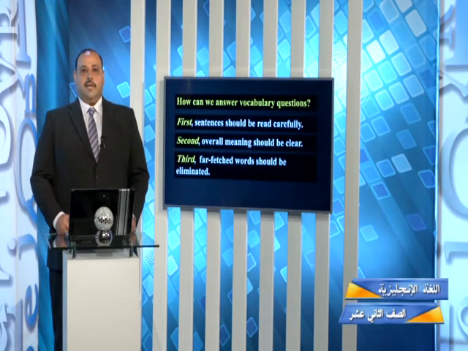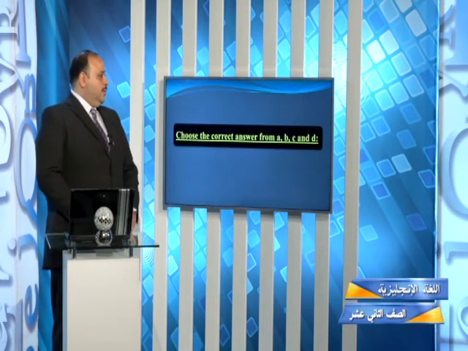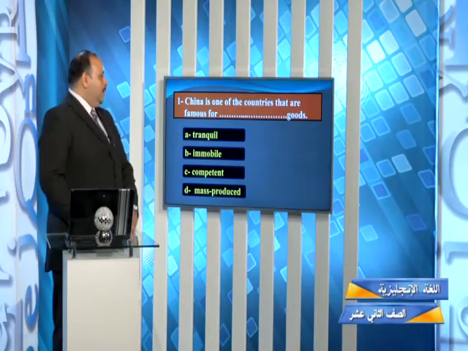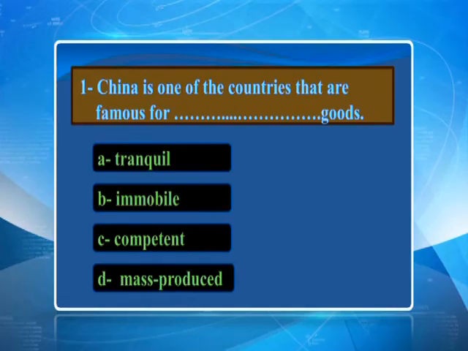What we're going to do now is to apply and use these pieces of advice in answering the coming exercise. Now, let's start the first part of our revision, which is vocabulary. Well, the question here is choose the correct answer from A, B, C, and D. Let's see. Okay. China is one of the countries that are famous for goods. Now, as you see here, you have 4 options, 4 words. You have to know the general meaning of the whole sentence, and then you try to find the most suitable or the correct answer of the options.